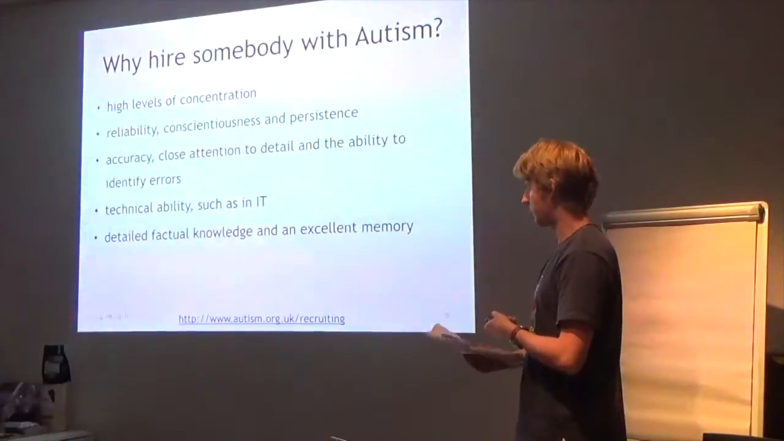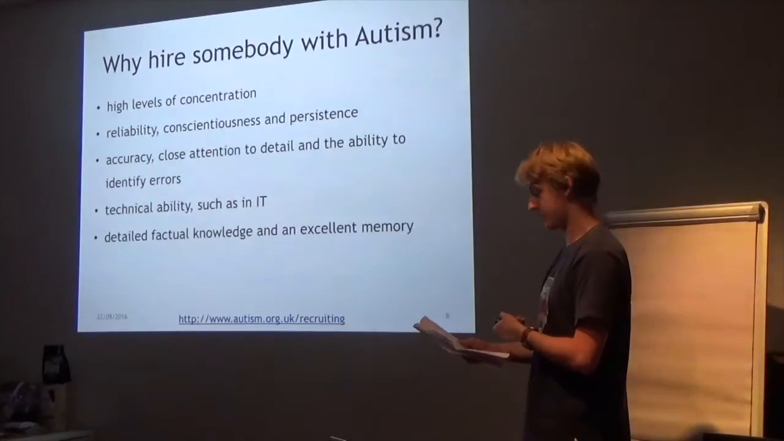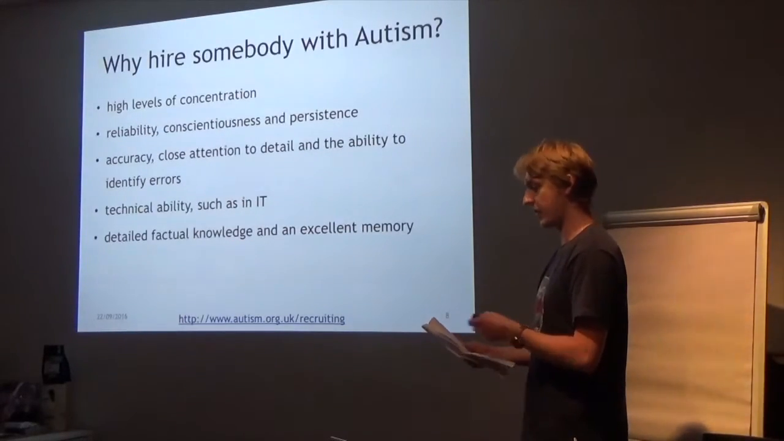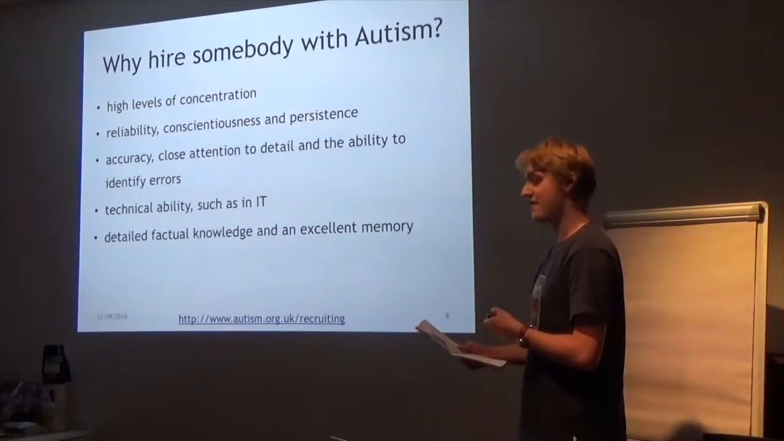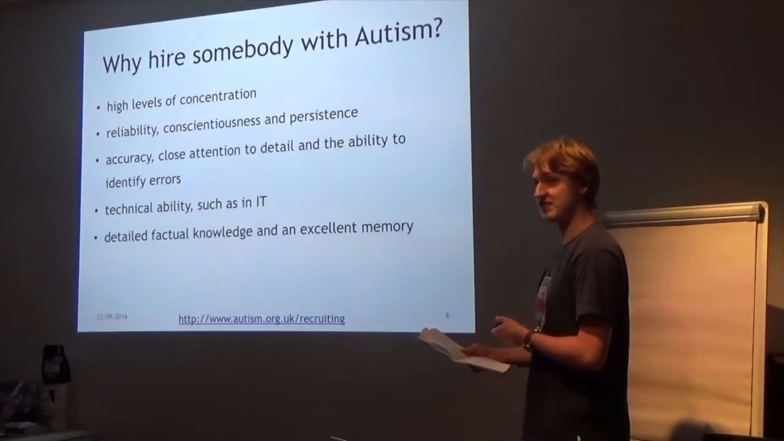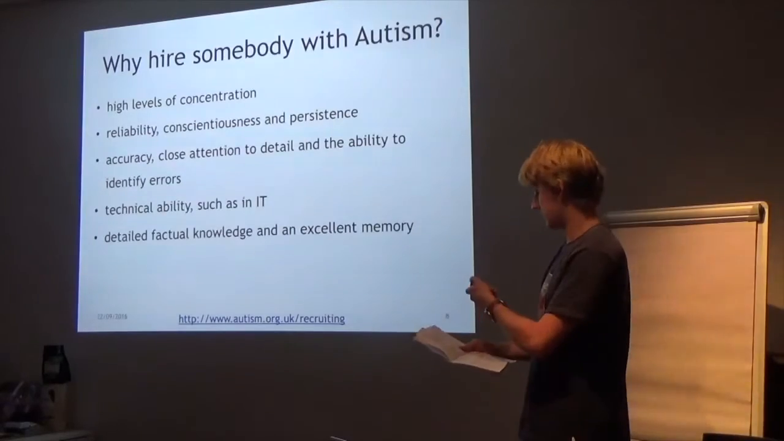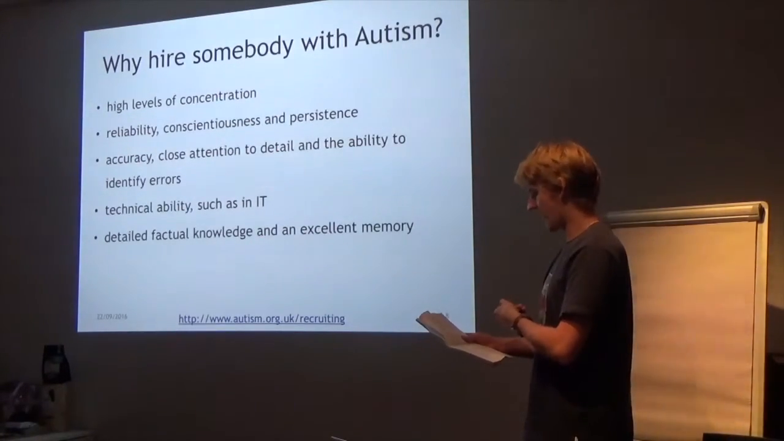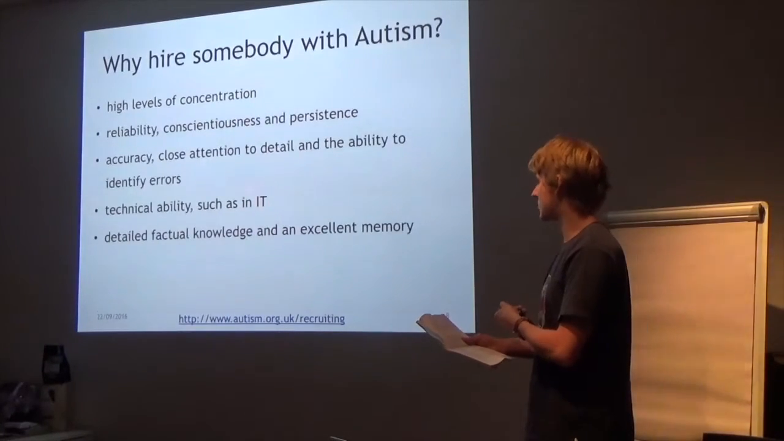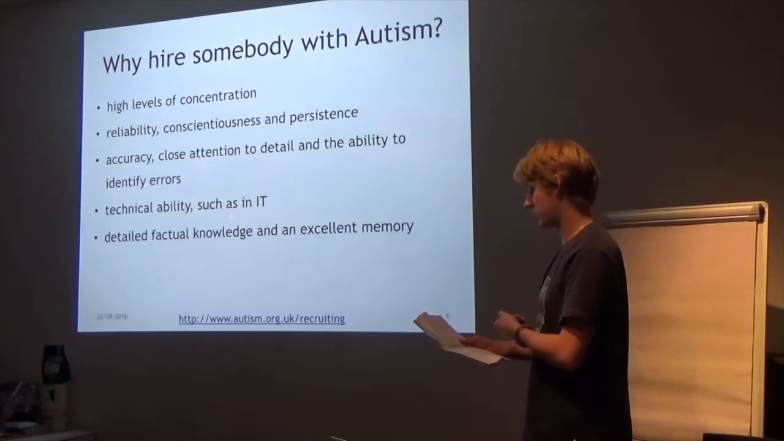So you might be thinking at this point, why hire somebody on the autistic spectrum? Well, despite their personal and physical difficulties, they're very employable and they have the skills to show for it. So what I've listed here are just a few ideas and traits that people on the spectrum possess naturally when they're in the working environment.